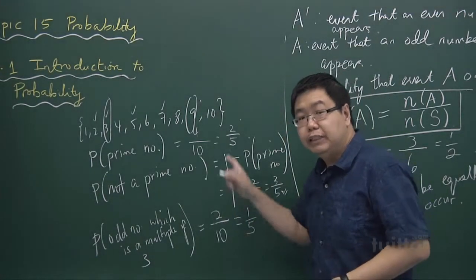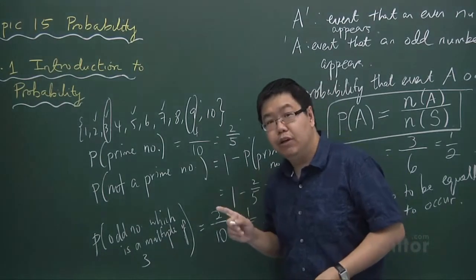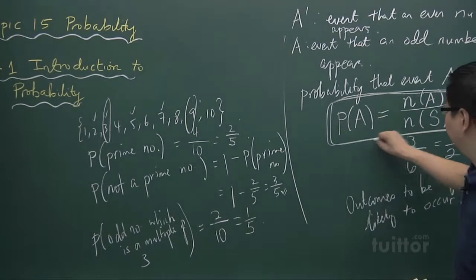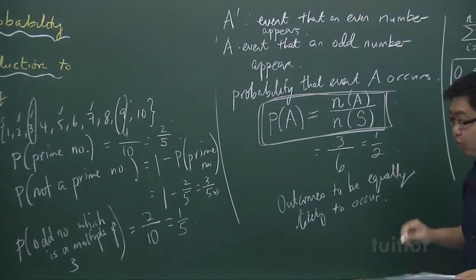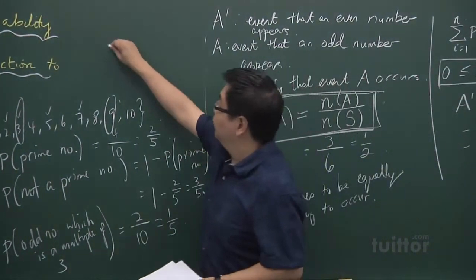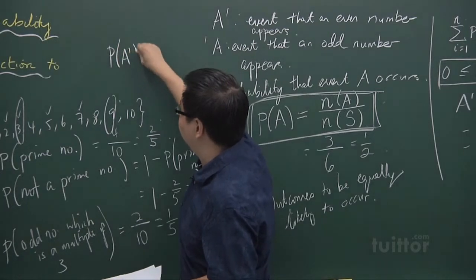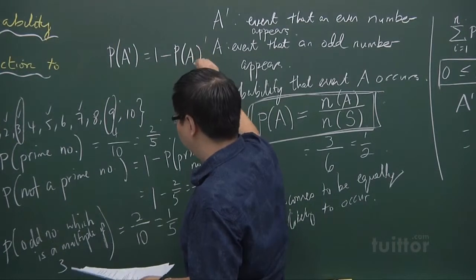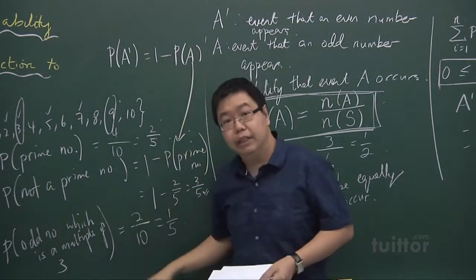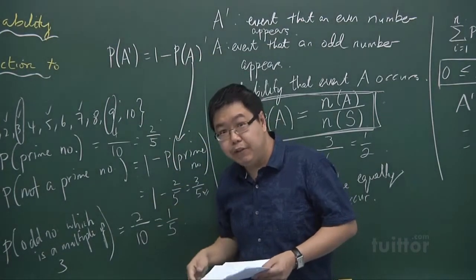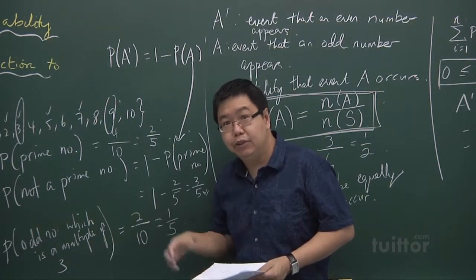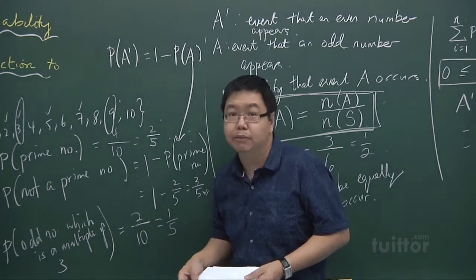So you can see that all these 3 parts make use of the understanding of this rule, as well as an additional rule which says that the probability of any complement set is 1 minus the probability of A, which I used for part 2. And that ends off this video clip. In the next video clip, we'll go into more examples pertaining to different types of probability problems. Thank you.